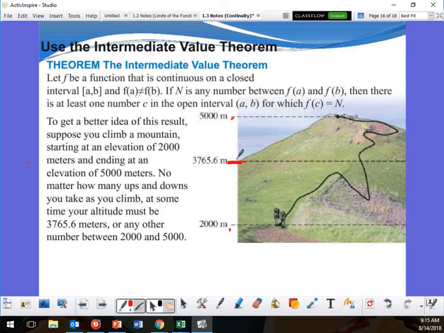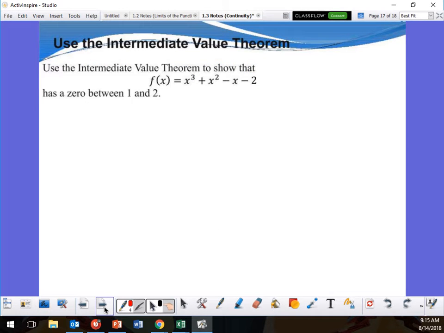So when we're doing this, you're going to have some equations for this. Use the intermediate value theorem to show that the function has a 0 between 1 and 2. So what does this mean? Give this to me in math terms. Thinking about that last problem that we did, what are my math terms on this one?